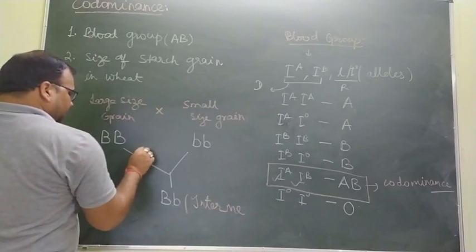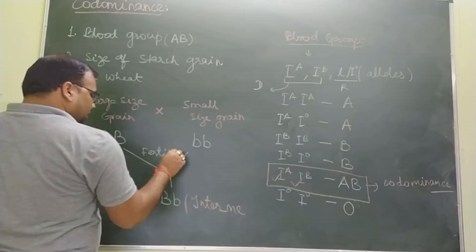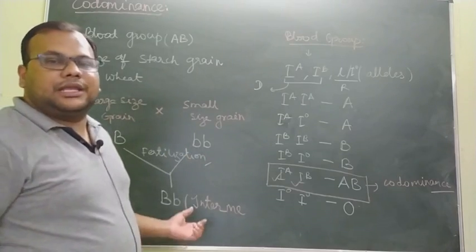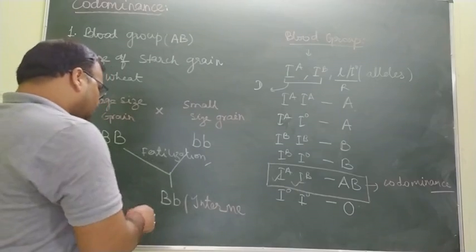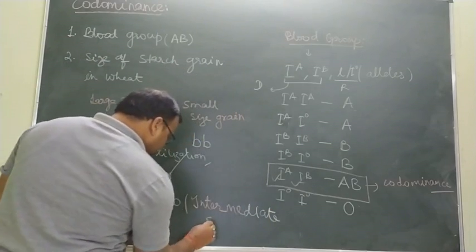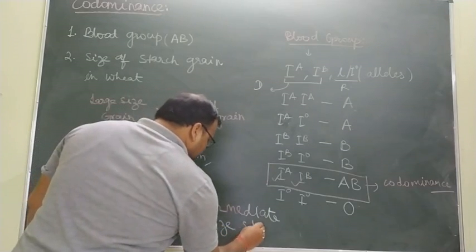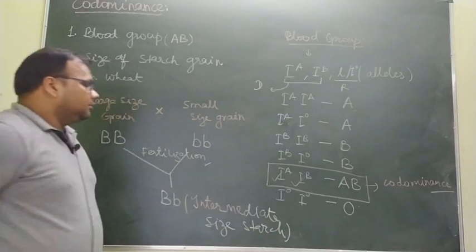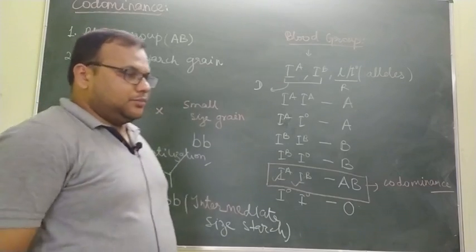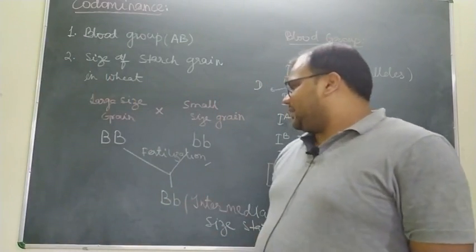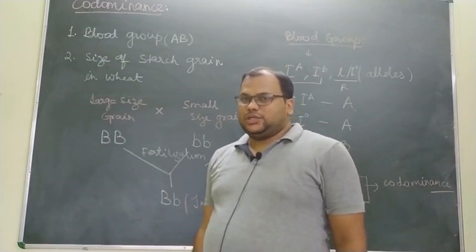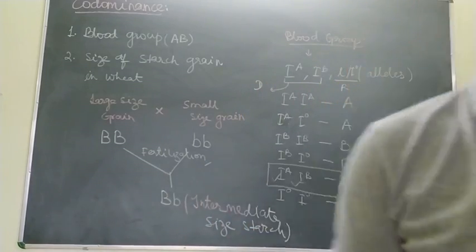इसको हम डायरेक्टली फर्टिलाइज करा रहे हैं, फर्टिलाइजेशन. So all the grains or the seeds produced in F1 generation will be of intermediate size starch. So हमने देखा कि in F1 generation both the genes get expressed. इसमें क्या हो रहा है, दोनों जीन्स इंडिपेंडेंटली एक्सप्रेस हो रहे हैं. सो इट इज अ केस ऑफ कोडोमिनेंस.